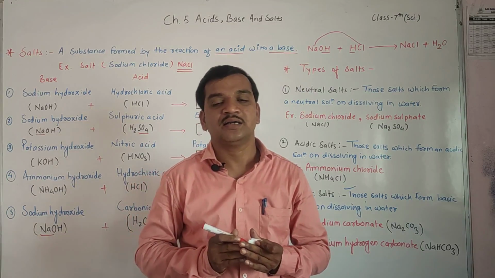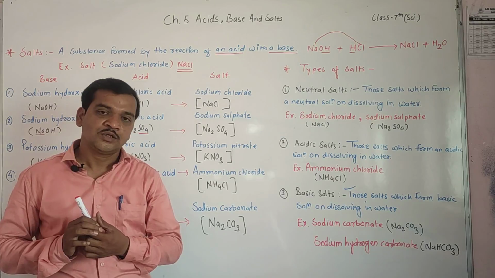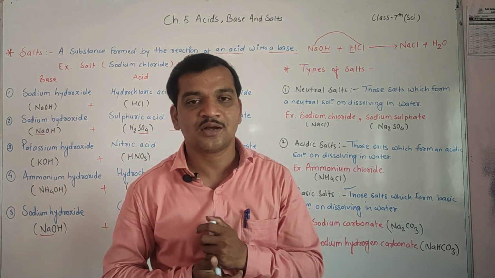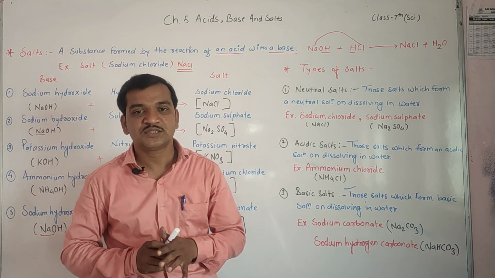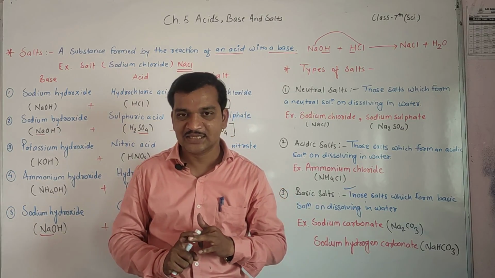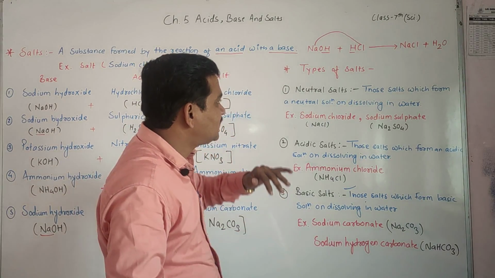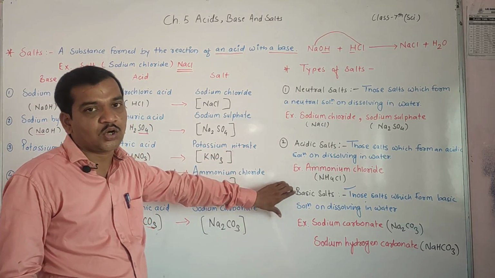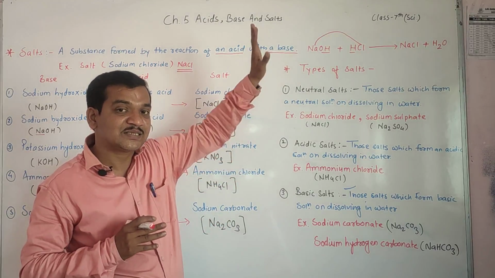Okay. The next part of our lesson, that is the types of salts. So there are three types of salts, students. How many types of salts are there? There are three types of salts. First one is neutral salts, second one is acidic salts, and third one is basic salts. Now see here, what is meant by neutral salt, acidic salt, basic salts, and their examples. So today we are going to learn this also.